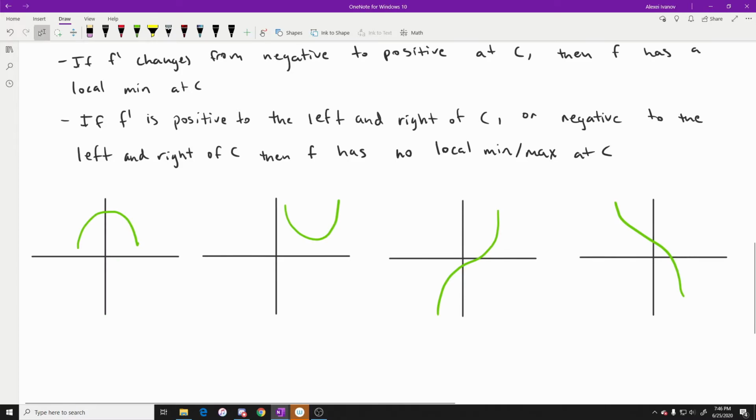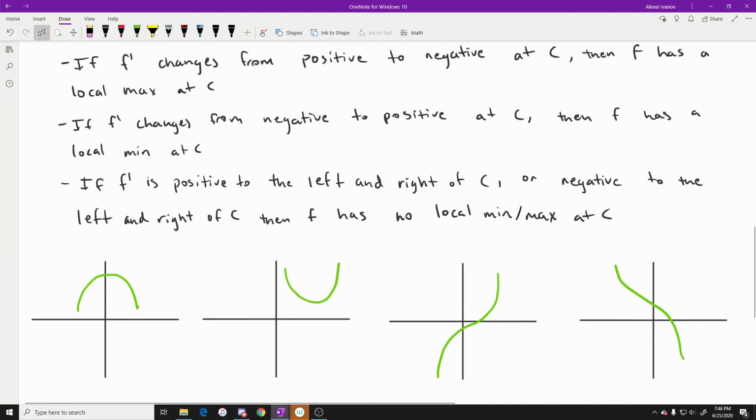So here I've drawn a couple of functions that we're going to be using to demonstrate the first derivative test. And if we analyze the first point of the first derivative test, saying that if f prime changes from positive to negative at c, then f has a local max at c. Let's say here is c, right? Let's say this is the value of c. And we're saying that if it changes from positive to negative at c, then f has a local max.